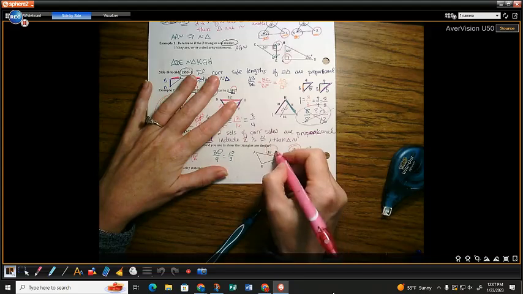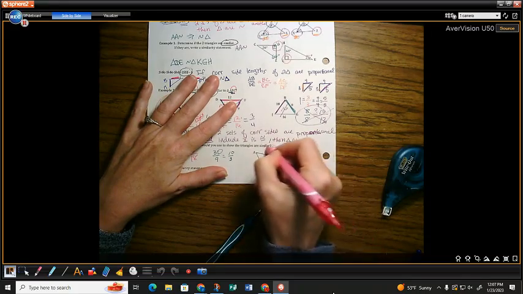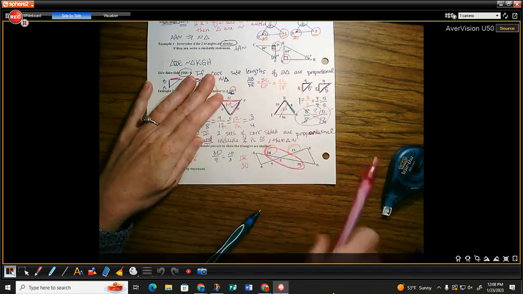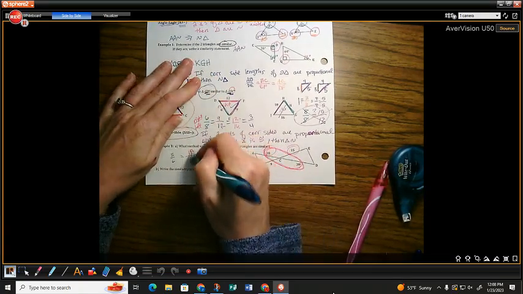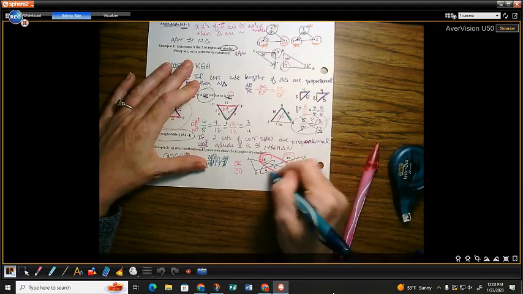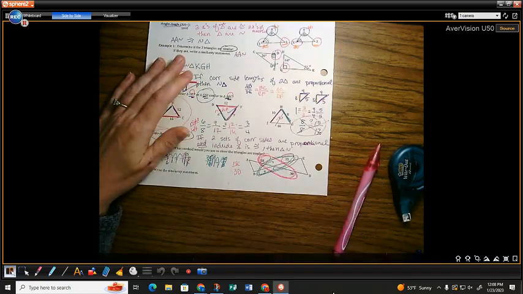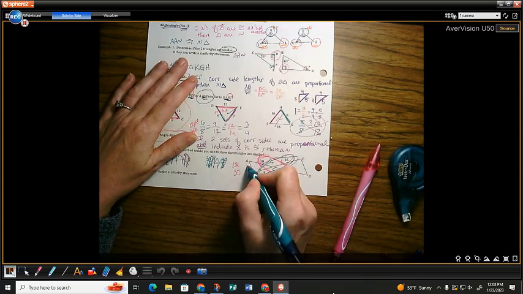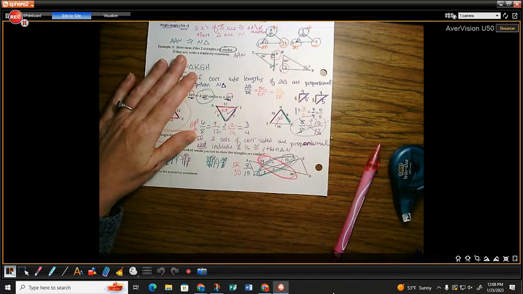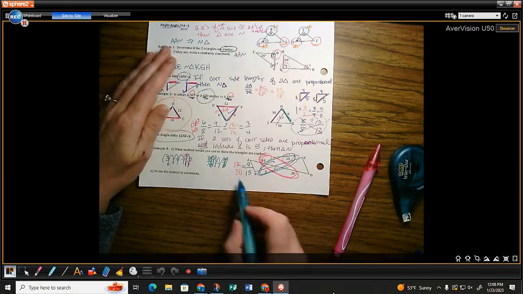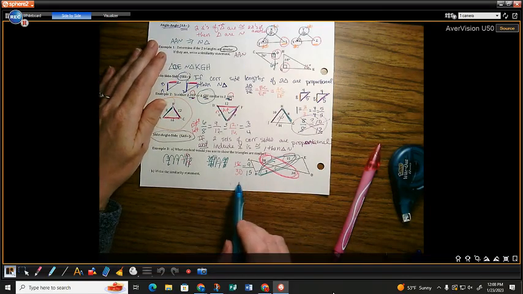Try setting up the 18 with the 30. And then try setting up the 9 with the 15. So if 18 goes with 30, let's try putting the 9 with the 15. Is that a proportion? Yes, it is. So now I have two sets of sides being proportional.